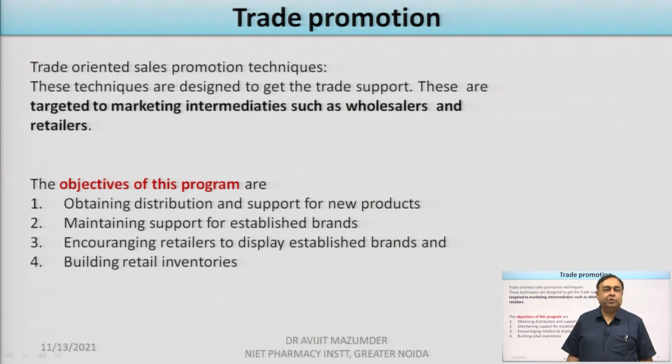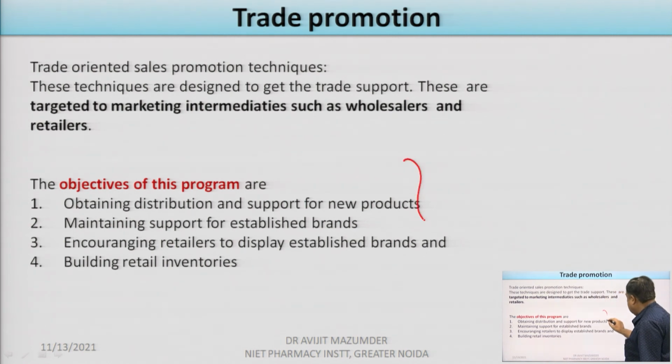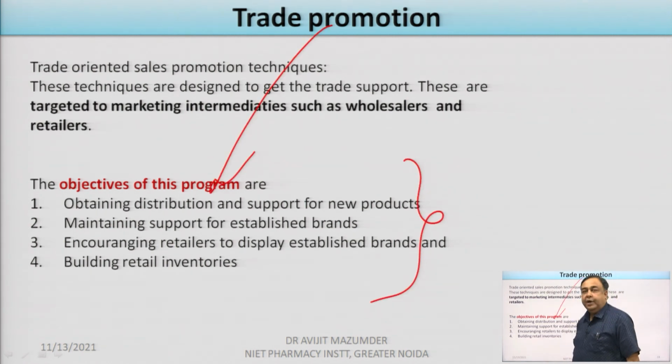Next is trade promotion. Trade promotion or trade oriented sales promotion techniques are designed to get trade support. They are targeted, as I have told you earlier, mainly at the wholesalers and the retailers. What are the objectives? The objective is to obtain distribution and support for newer products; number two, to maintain support for the already established brand, encouraging the retailer to display the established brand; and finally, to help in building retail inventories. These are the various objectives of trade promotions.